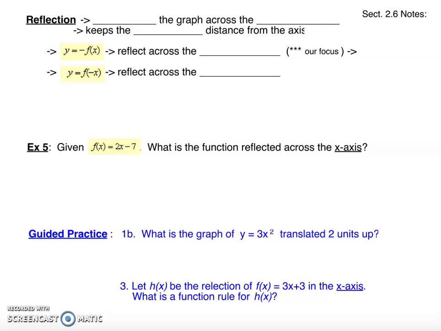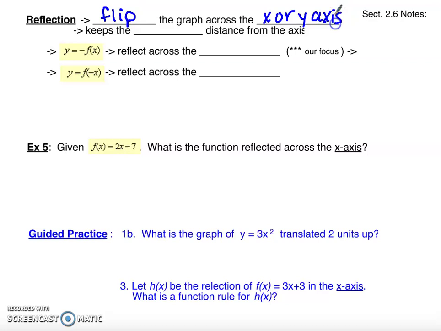All right, so we spent a couple of slides talking about translations. Now we're going to talk about a reflection. Remember, reflection in geometry means we're going to reflect something across a certain line, usually the x or y axis. So a reflection is a flip. So we flip the graph across the x or y axis.